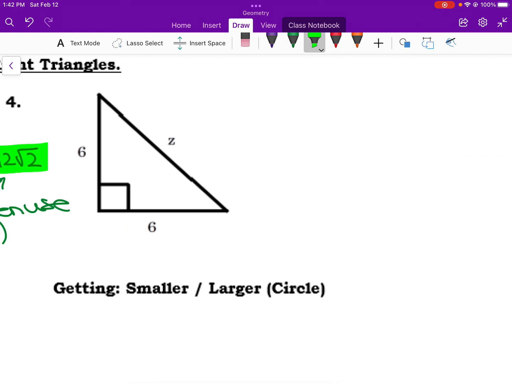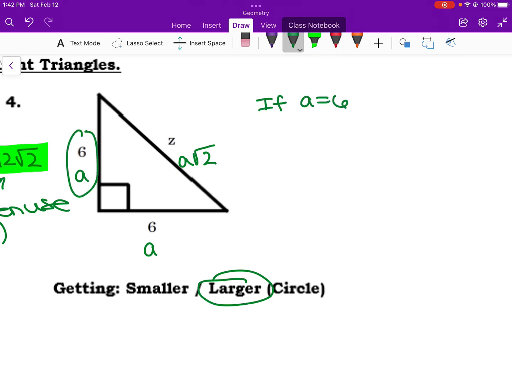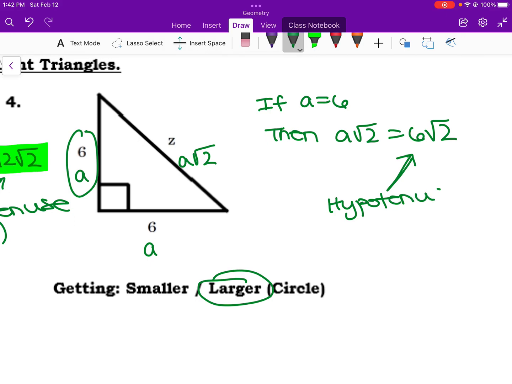Okay, next guy over here, we're looking for z. Based on the diagram, that's again the hypotenuse, so we can throw down our labels, a root 2. So we know if we're going from leg to hypotenuse, we're getting larger. Let's say that if a equals 6, because that's literally defined for us, then a root 2 equals 6 root 2. That's, again, my hypotenuse, and that was labeled in my diagram as z, so that is my answer.